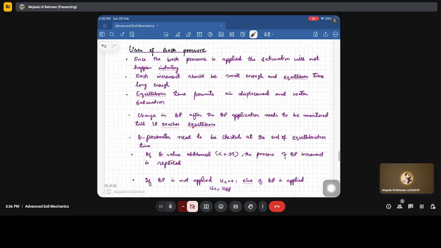Right? Now what is the use of back pressure? It is used for saturation, and once the back pressure is applied, saturation will not happen instantly. Why? Because this water pressure will take some time to dissolve the air and to equilibrate throughout the sample. Each increment should be small enough, and the equilibrium time should be long. For example, if our sample gets saturated at a back pressure of 200 kPa, we don't have to apply this 200 kPa in a single instant. There are two ways of doing it; either we can do the saturation by the incremental method.